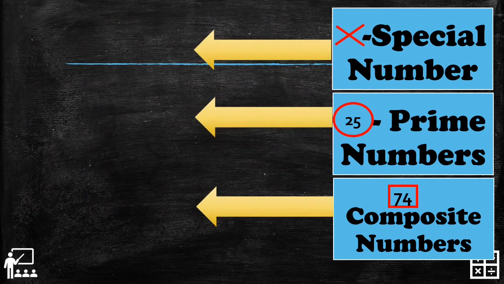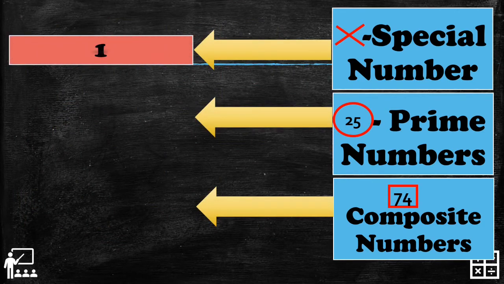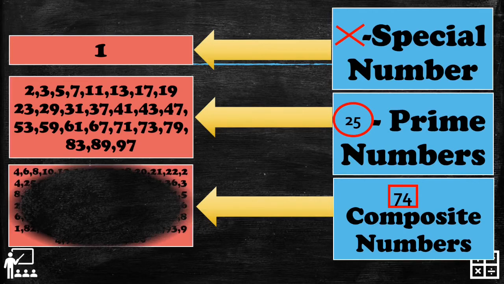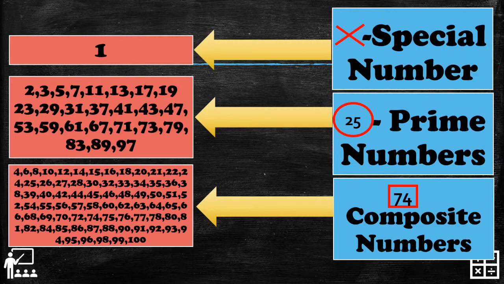So there is only one special number, which is 1. And there are 25 prime numbers. And these numbers are: 2, 3, 5, 7, 11, 13, 17, 19, 23, 29, 31, and so on and so forth. And the remaining 74 numbers are called the composite numbers.